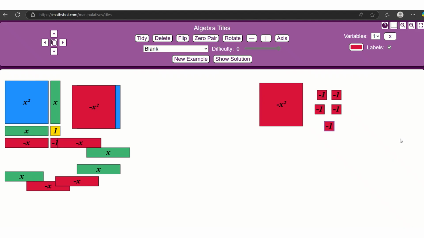So hopefully those answers match up with what you got when you did the practice set, or they will match up for when you do the practice set.